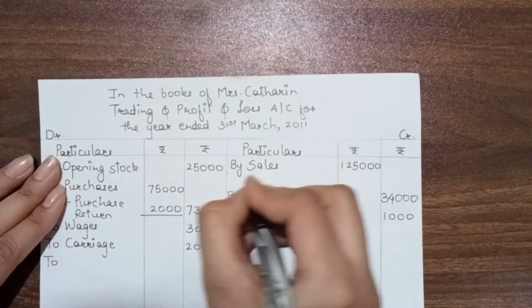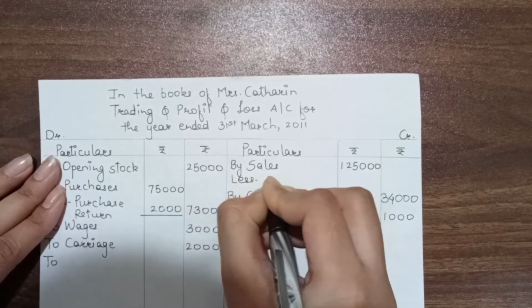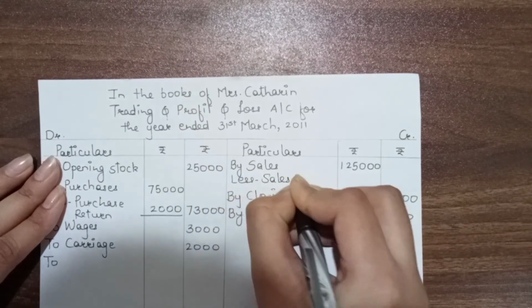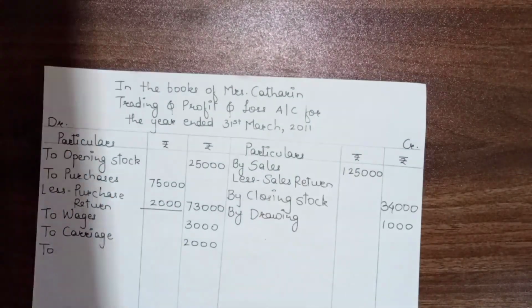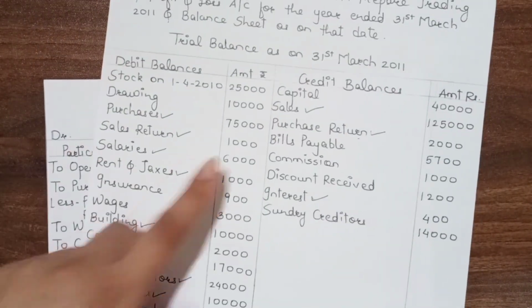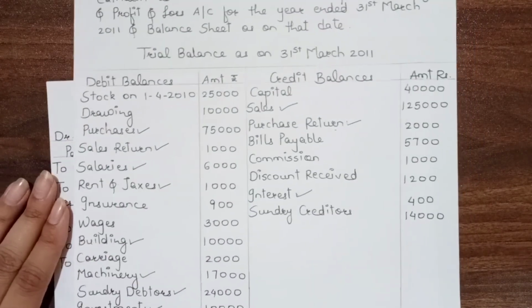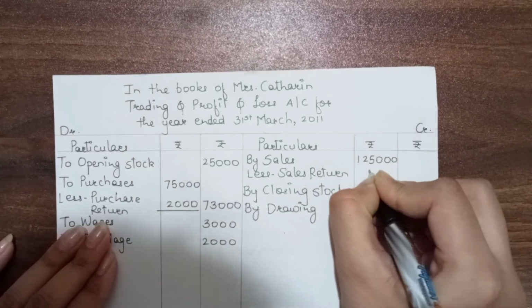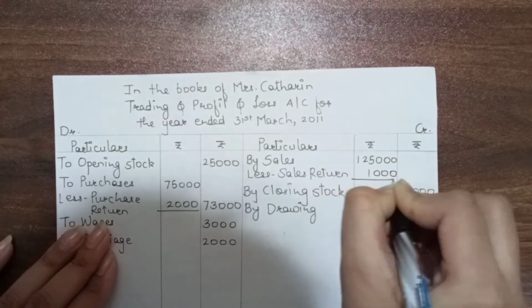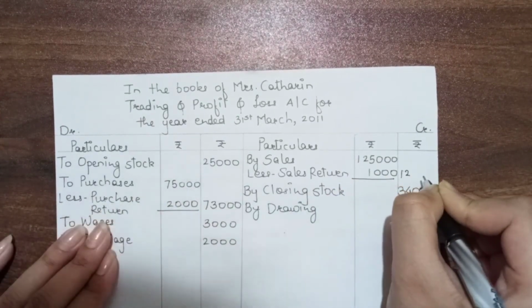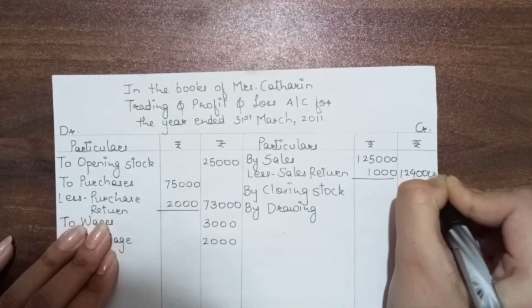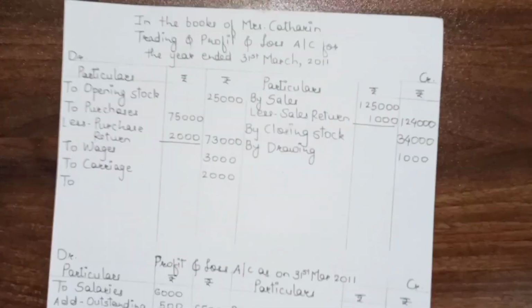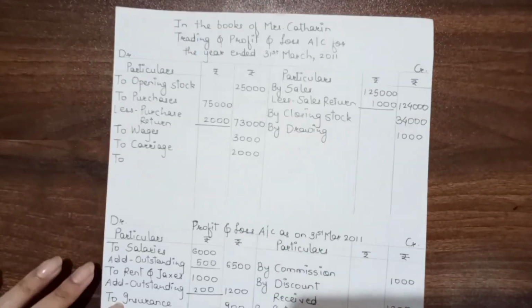And the sales adjustment, less sales written. How much was the adjustment given to us over here? 1,000. So we are subtracting 1,000 from sales. So 1,24,000 is the final amount of sales. So we are almost done with our solution.